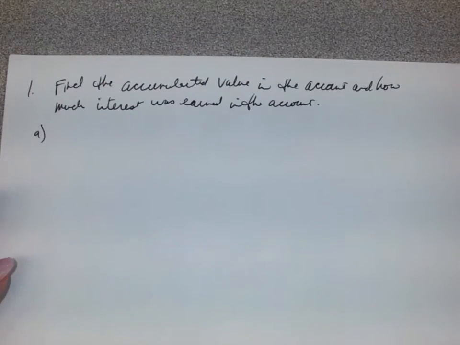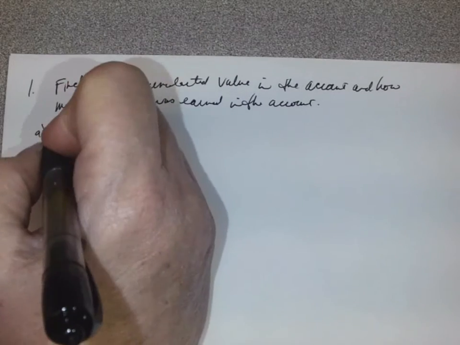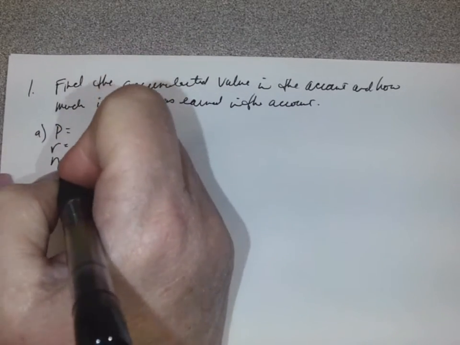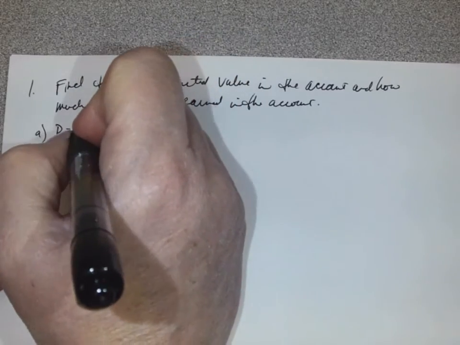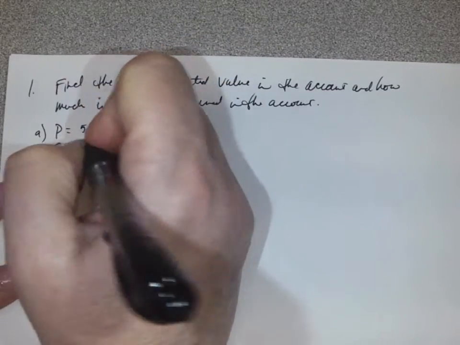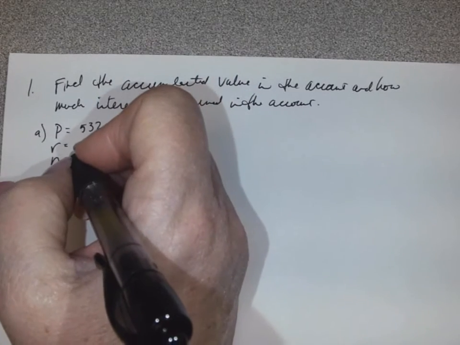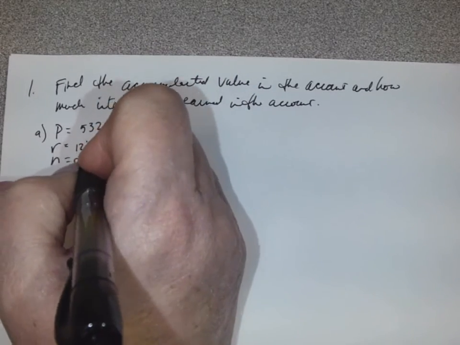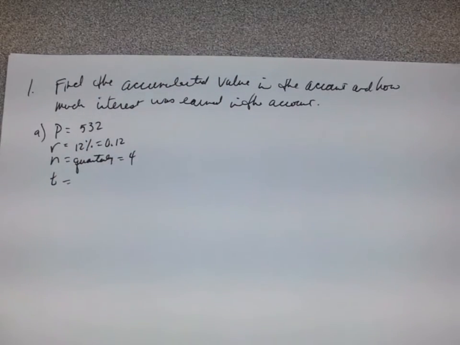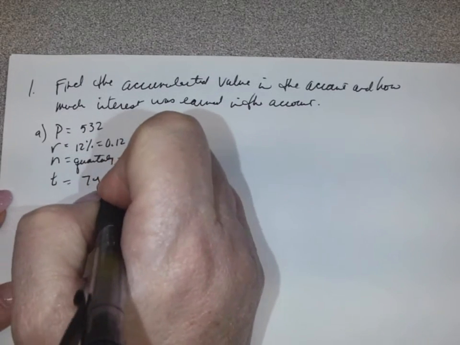So I'm just going to give us the values. We have a P, an R, an N, and a T value. The principal that we are given is 532. The rate is 12%, which we always have to change to a decimal. We are told that it is quarterly, which is 4. Remember, it's like 4 quarters in a dollar. And our time is 7 years.